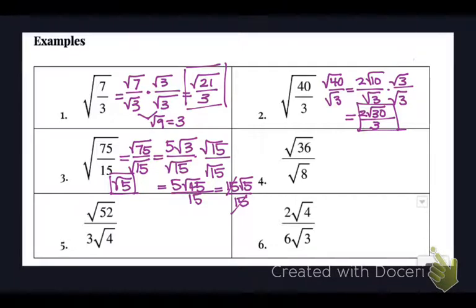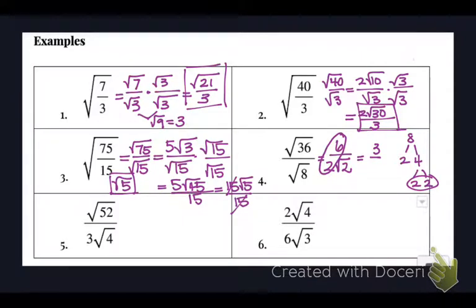36 is a perfect square. Square root of 36 is 6, so we don't need to build a tree for that. And 8, we would have 2 and a 4, and a 2 and a 2. So the pair of 2's are going to leave the house. The other one stays underneath. So for this one, we're going to look at this 6 divided by 2. It's almost like it's a fraction. So 6 divided by 2 is 3. It doesn't just go away. We have to keep that as part of our answer.